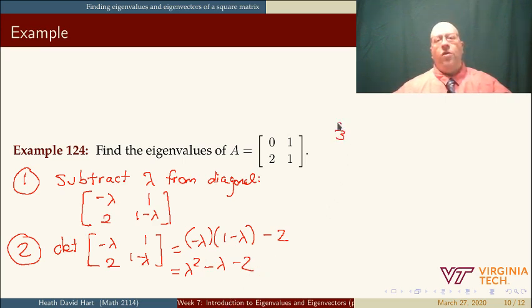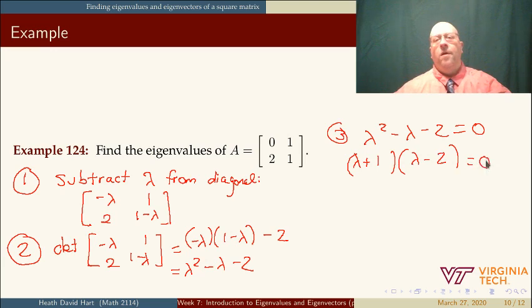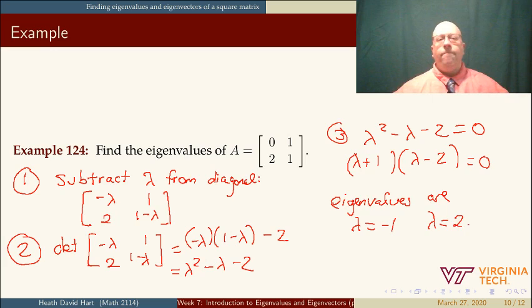And then the third thing I'm going to do is set this determinant equal to 0. And this factors into lambda plus 1 and lambda minus 2. And so my eigenvalues are negative 1 and positive 2. That's example 124.